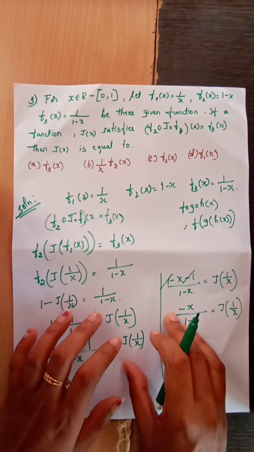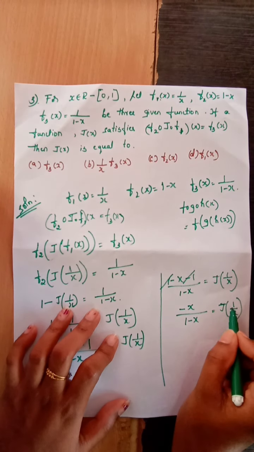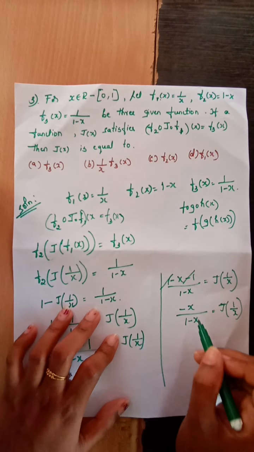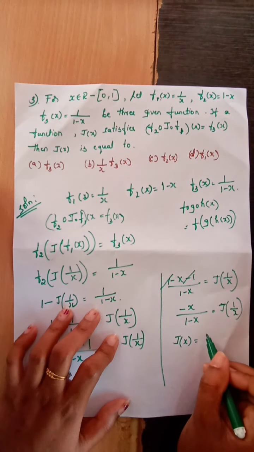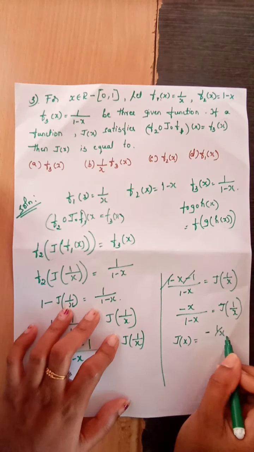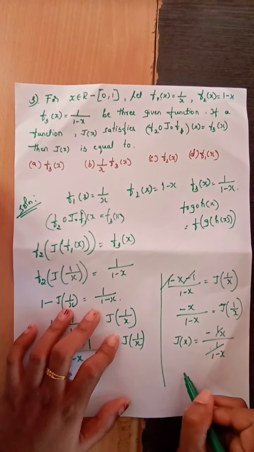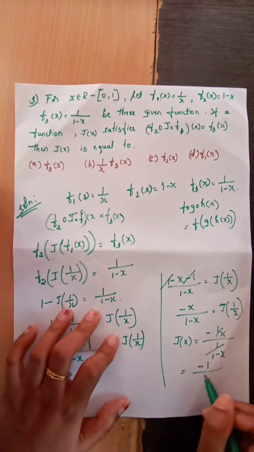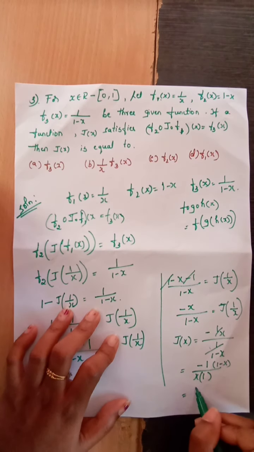What actually we wanted is j of x. So what can be done? Wherever I have x, I have to replace it by 1 by x. So j of x is nothing but minus 1 by x divided by 1 minus 1 by x. So that is, what we'll get? Minus 1 divided by x into 1 into 1 by x. So that is minus 1.